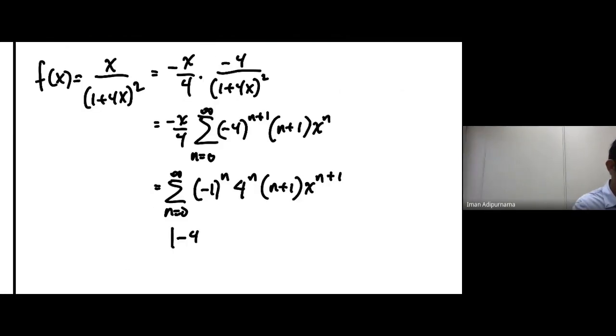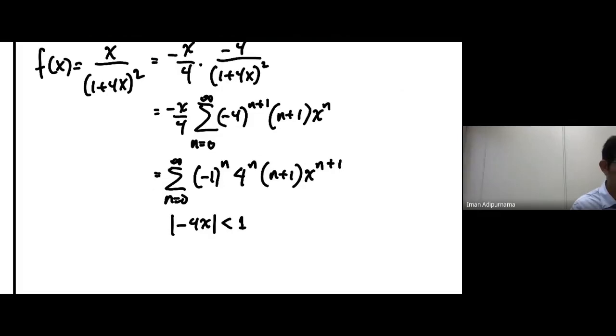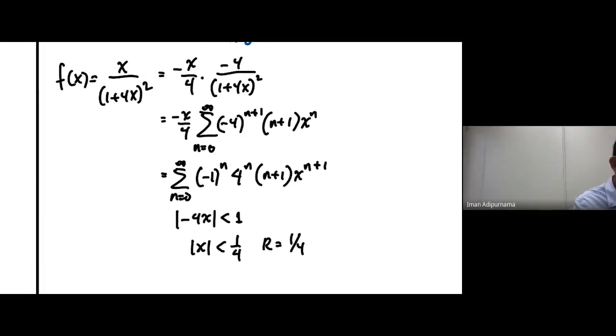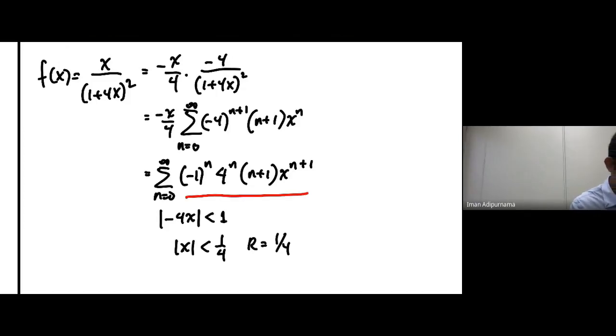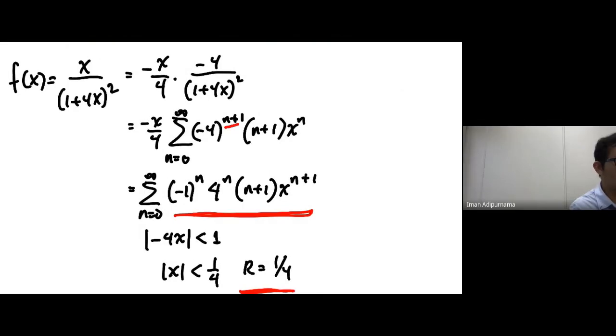And remember, the ratio is less than 1, right? So x is less than 1 over 4. So the radius is 1 over 4. So the sum will be this, and the radius will be this. Yeah, I hope all the multiplication with the power doesn't confuse you. So you need to be careful. Okay, you need to be careful.